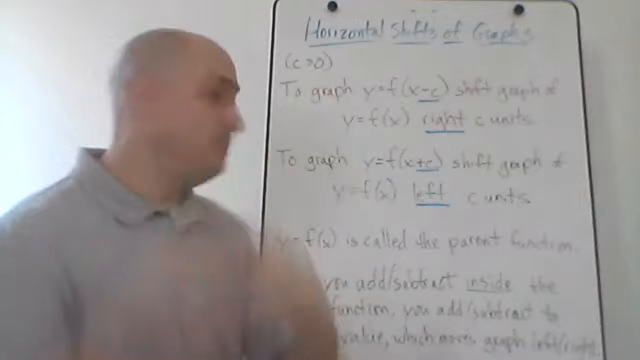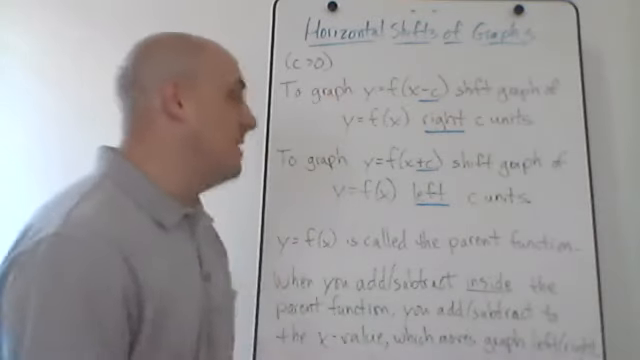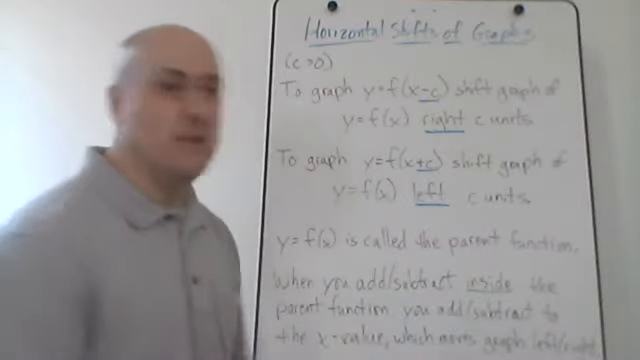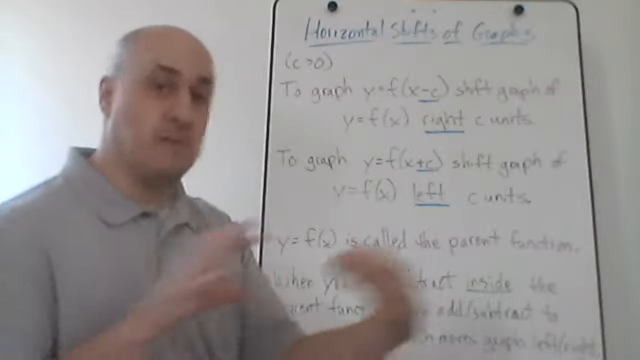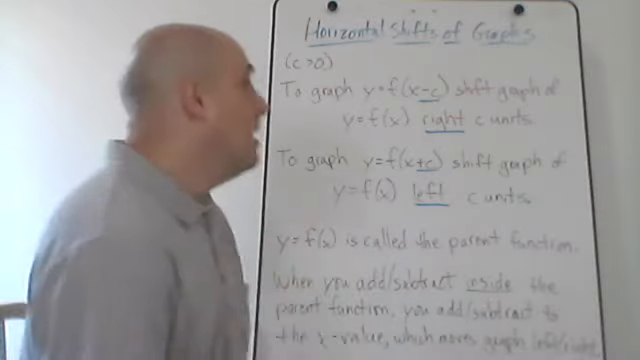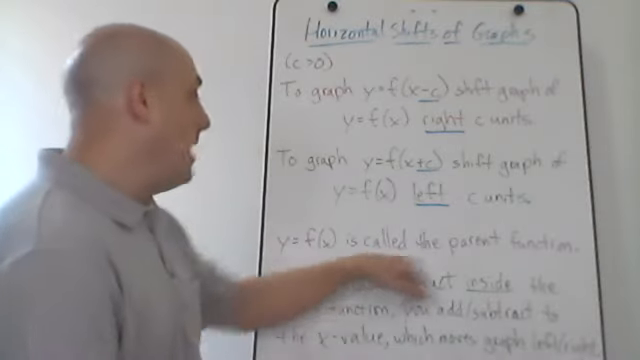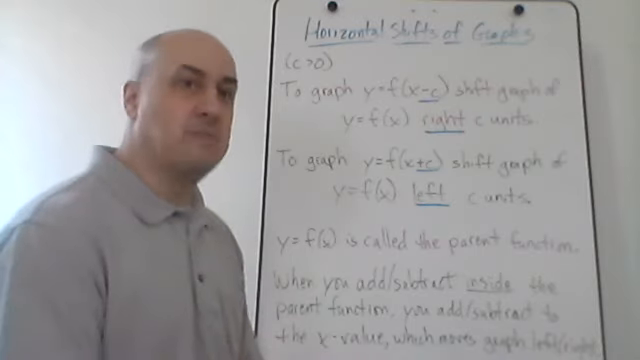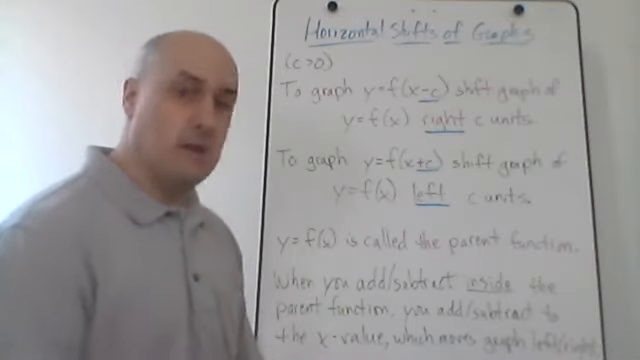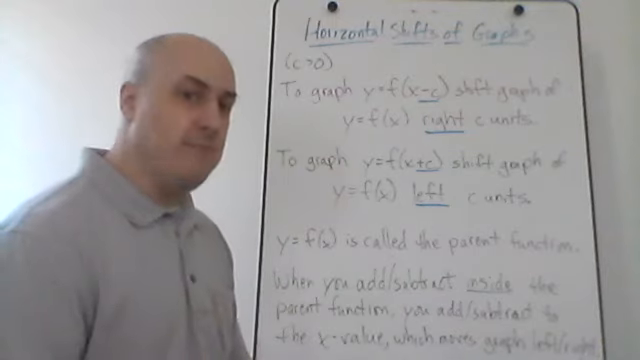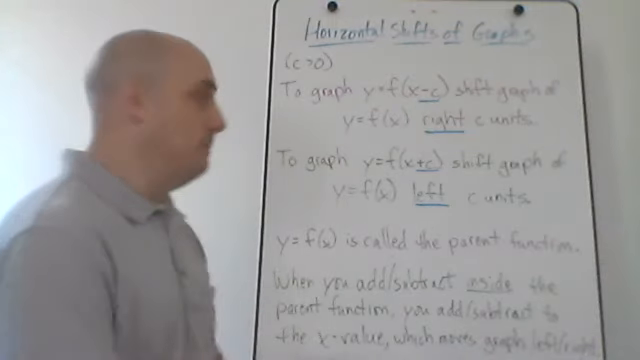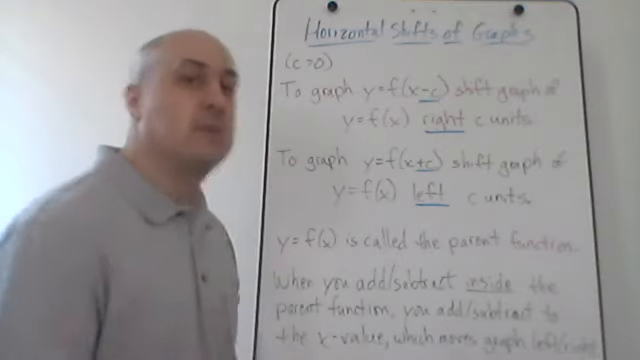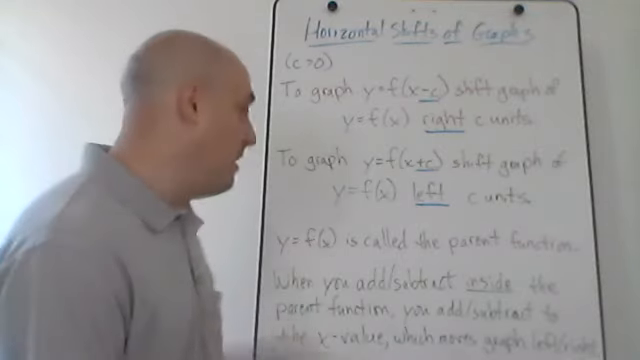So when I add or subtract a number inside that parent function, it affects the horizontal placement of the graph, as far as moving it to the left or to the right. Again, y equals f of x is what we call the parent function. I did a video where I talked about the graphs of 6 different parent functions that are important to know. If you haven't seen that video yet, you might want to check it out. It doesn't cover every possible parent function, but 6 of the more popular ones that you tend to see fairly often.